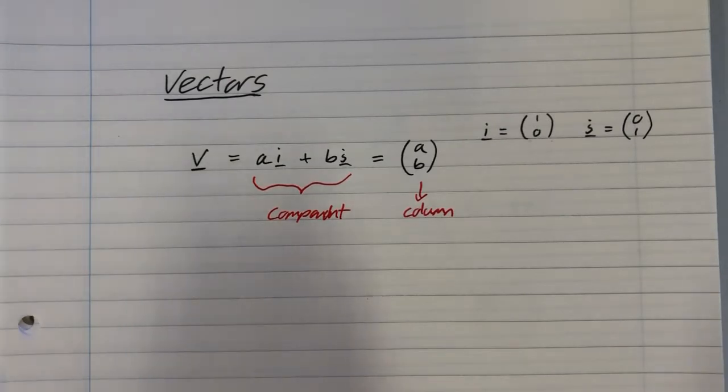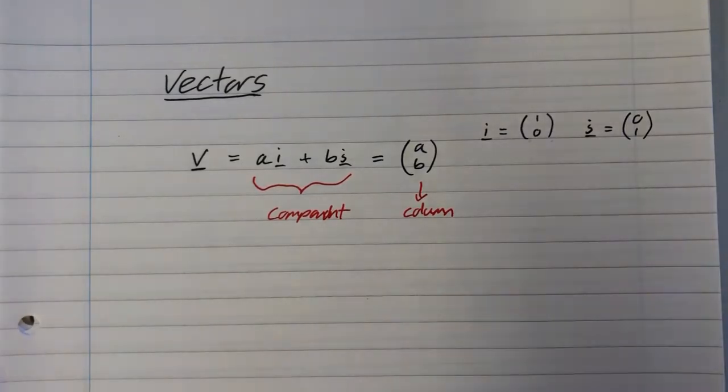Sometimes questions will give you column form, sometimes questions will give you component form, and you just need to be able to notice that they are exactly the same thing. But one thing I will advise is that if a question is dealing with all the vectors in column form, then your answer should be in column form. And if your question is dealing with component form, your answer should be in component form, just for consistency.